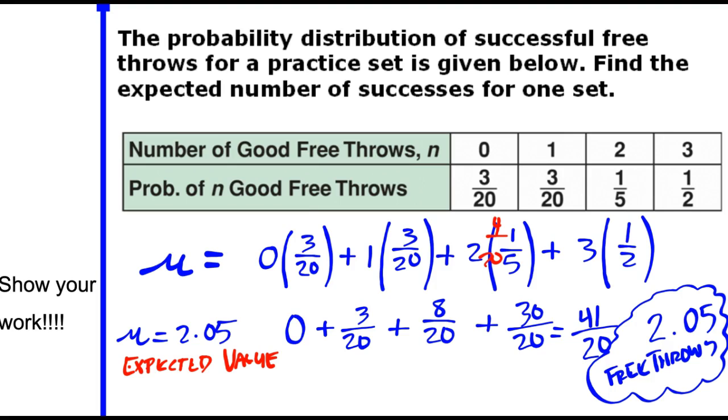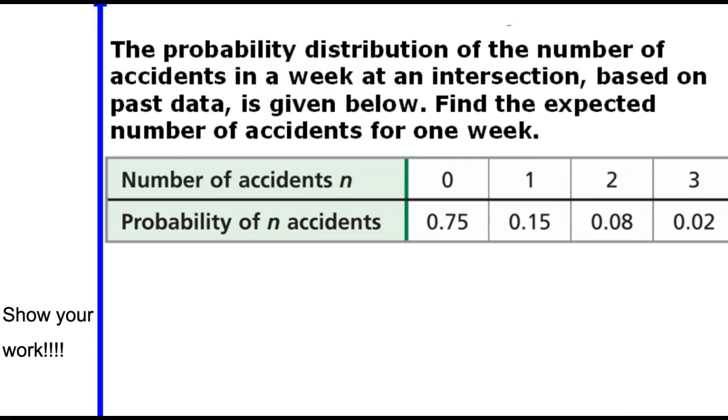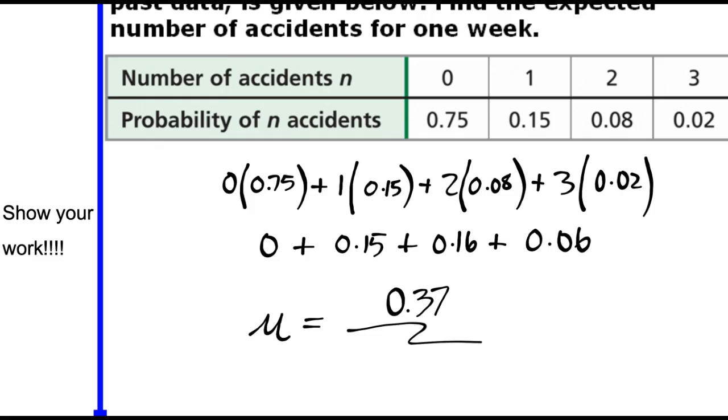Okay, so let's have you do one here. This is the same concept, but with the number of accidents in a week. I'll pause it and let you go ahead and calculate and see if you get it right. All right, 0.37 is what I got. And anyone second that? Third? All right.